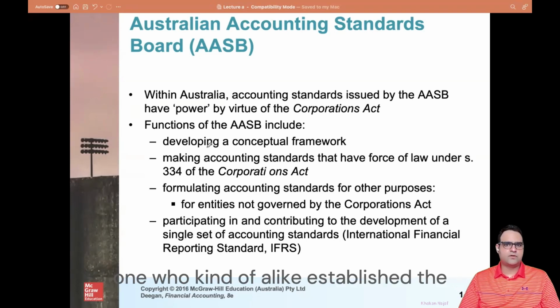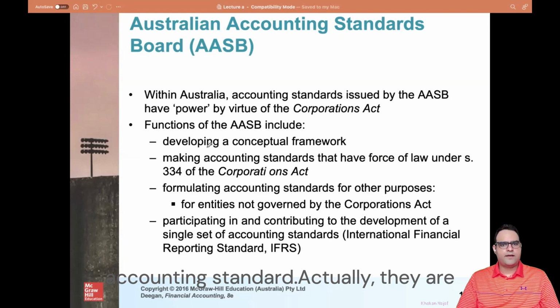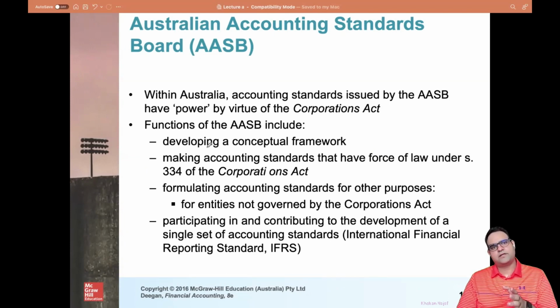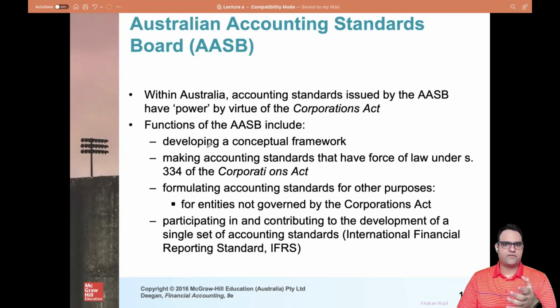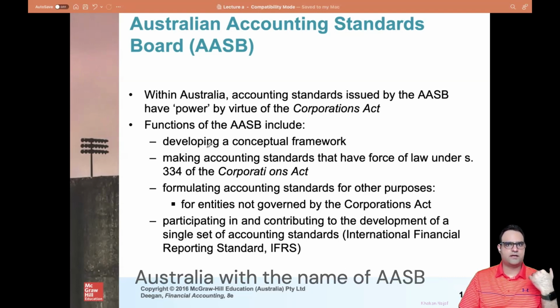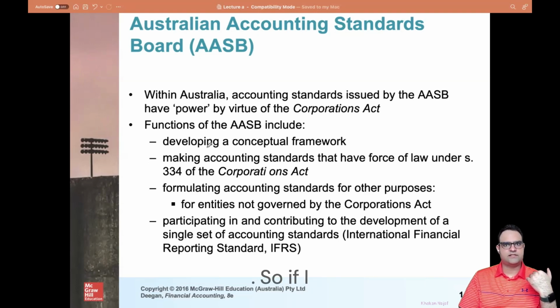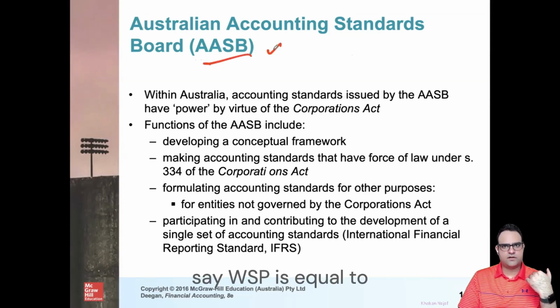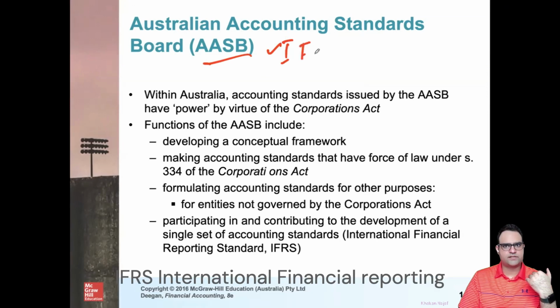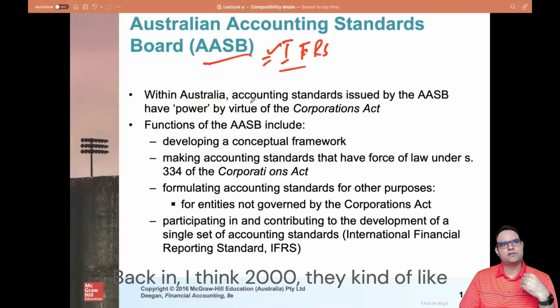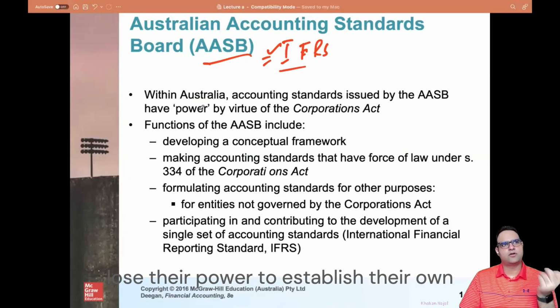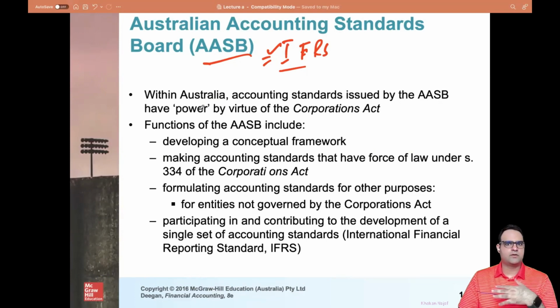The Australian accounting standards board is the one which establishes the accounting standards. Actually, they are not the ones who developed these accounting standards. They take the whole set of accounting standards from the UK, London, where they established the IFRSs, and they implement the same from the UK to Australia with the name of AASB. So if I say AASB is equal to IFRS, International Financial Reporting Standards, yes, they are both the same. There is no difference between these two. Back in, I think, 2000, they lost their power to establish their own accounting standards, and they borrowed all the accounting standards from the UK.